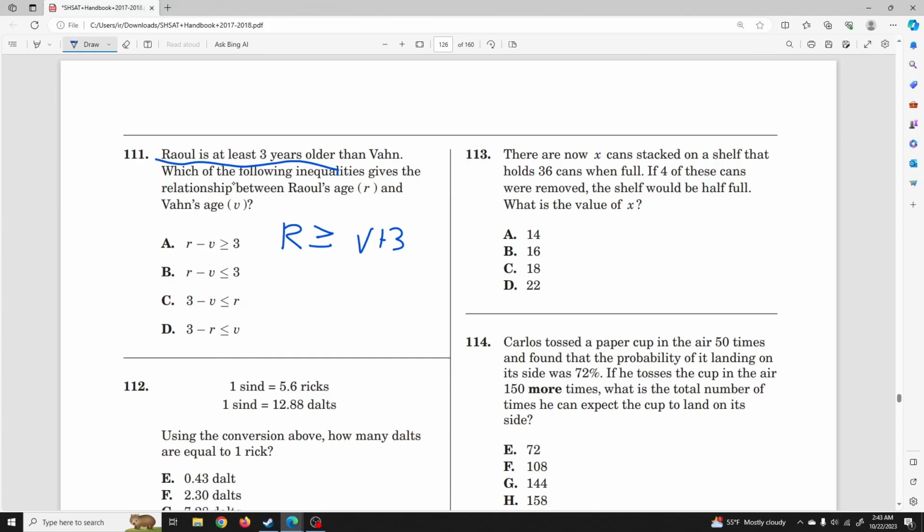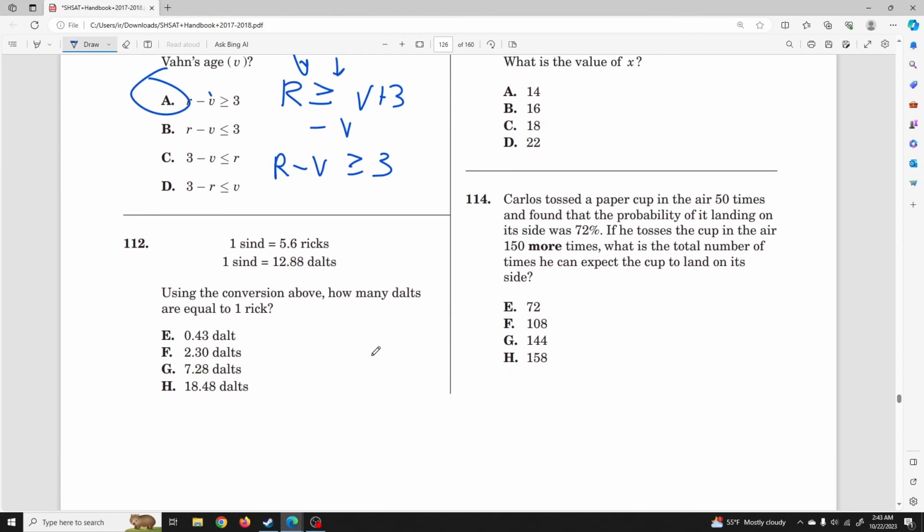So it's asking us which of the following inequalities gives the relationship between R and Vaughn's age. So this is true, but they just have it in a different format. In order to make it in this format, all we have to do is just subtract v from both sides. So r minus v has to be greater than or equal to 3. That's choice A.